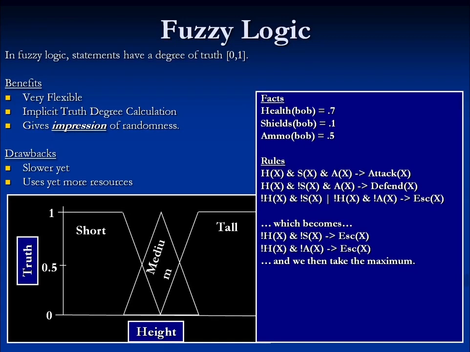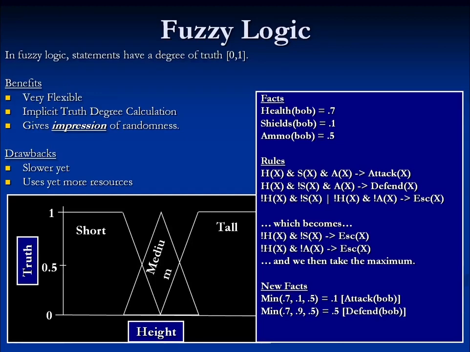In this particular example, we will use the minimum to replace AND functions and maximum to replace OR functions. There are other variations on fuzzy logic systems, but this is probably the most common. If we need to calculate a not value, we're going to use 1 minus the value. To calculate Bob's attack tendency, we're going to take the minimum of his health, shields, and ammo, because this is an AND statement. The minimum of 0.7, 0.1, and 0.5 is 0.1. So Bob's attack tendency is 0.1.